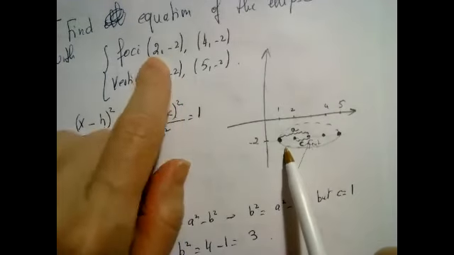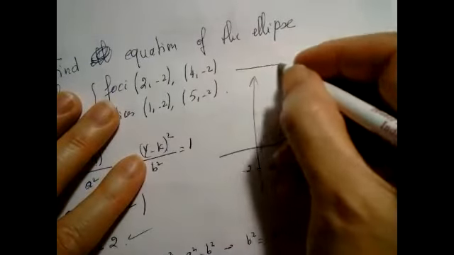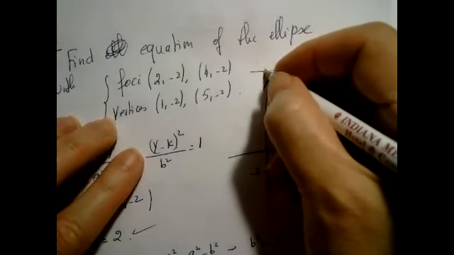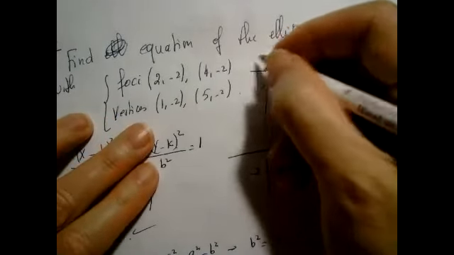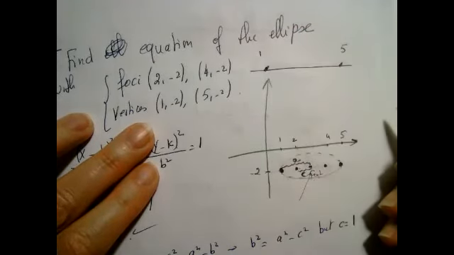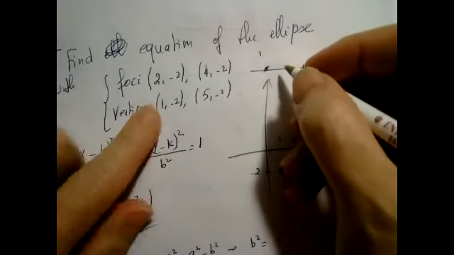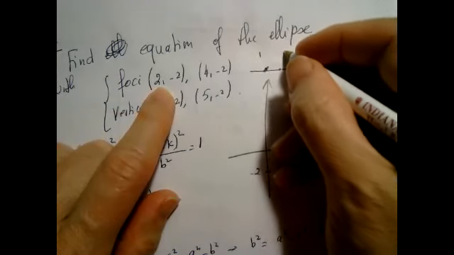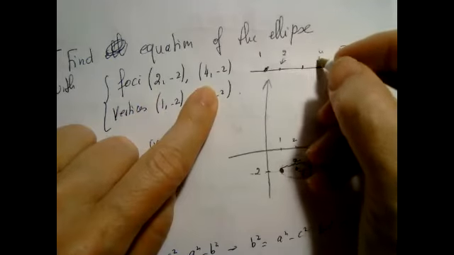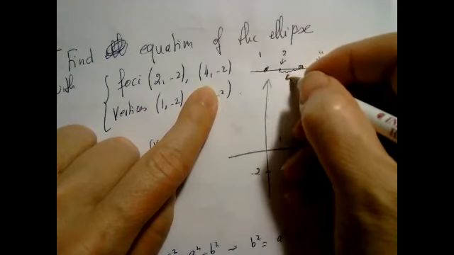Okay, the foci are (2, -2) and (4, -2). So if you draw the line here, basically I'm thinking along this line, this is the vertex at 1 and the vertex at 5. And that's the center, and the foci are at 2 and 4 right here. And that's the center. The focus is here. This is the C. Oh, okay.